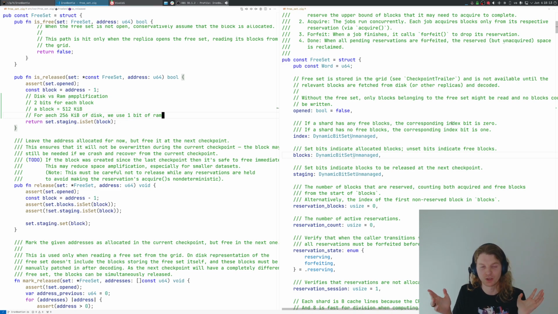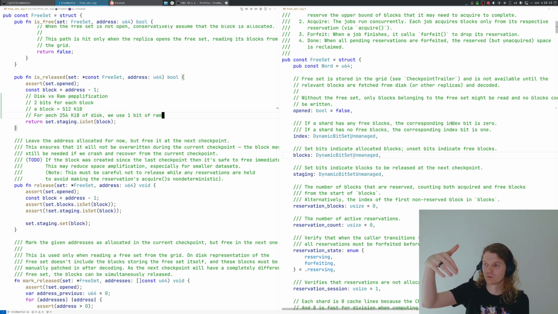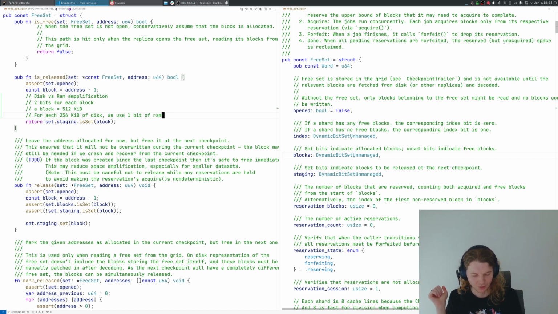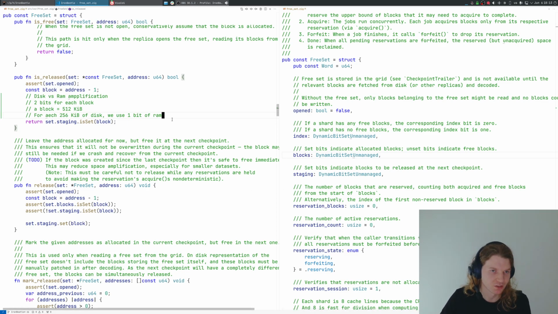We do have to keep the FreeSet for the entire disk in memory. Again, there is no way around keeping some map of your entire data file in memory. But if your amplification factor is this high, you actually end up using very little RAM.